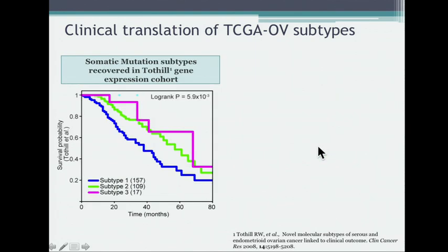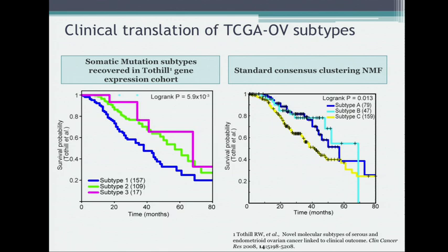And when we apply this to an independent data set, in this case the Tothill expression cohort, we still maintain that separation into three of the four subtypes, where one subtype is lost due to a lack of patients. And it does maintain the same trend as we've seen before. Just as a comparison, this is rerunning standard consensus clustering NMF. This results in substantially different clustering that has a much less remarkable association with survival.